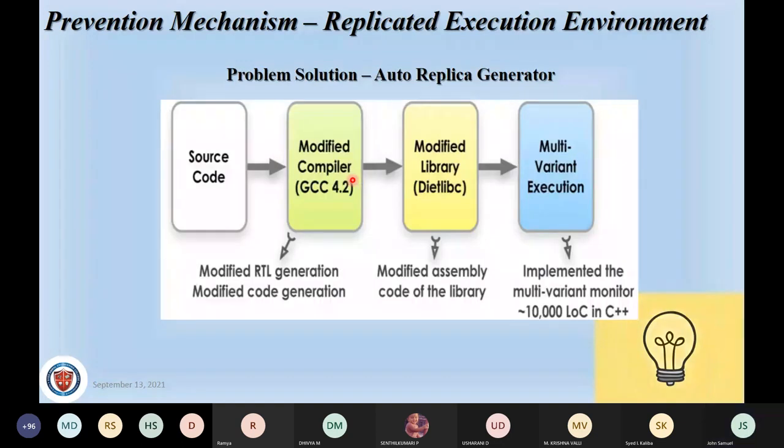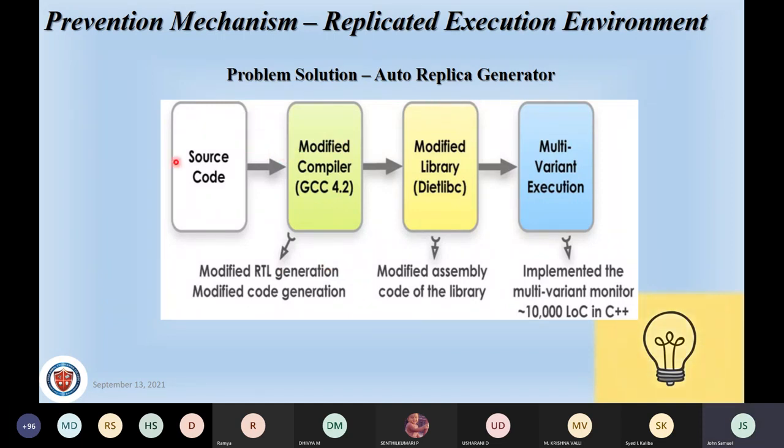Right now, how are we going to generate these variants or replicas? We are going to use some modified compilers. For example, if I am using C++, I'm going to use modified compilers with modified registry translations. With the help of this, we can achieve this auto replica generator.